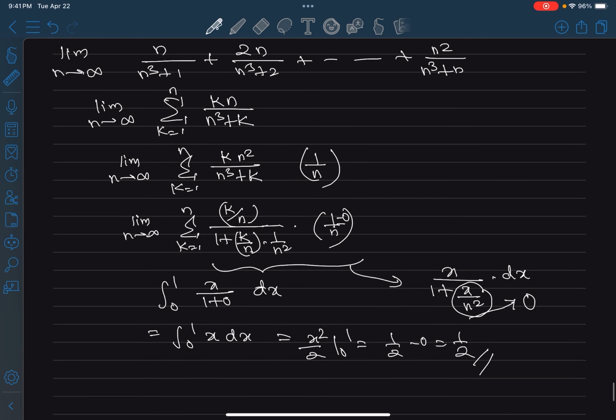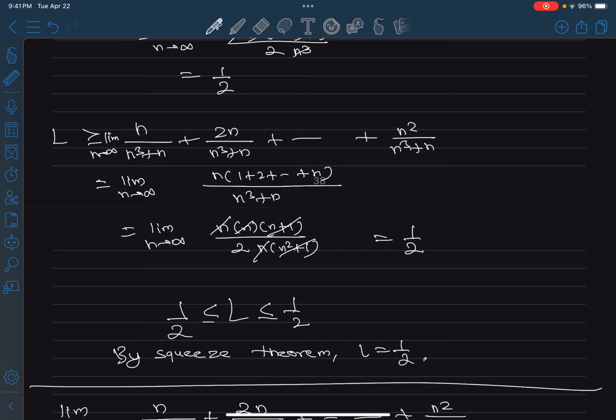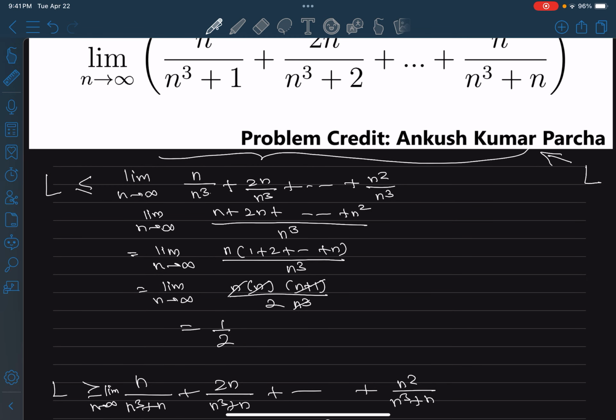This was an extra thing I wanted to share, and I do hope you get the idea of how the Squeeze Theorem worked. Instead of n cubed, you could have made it n cubed plus 1, and that would have given the same solution. It doesn't really matter.